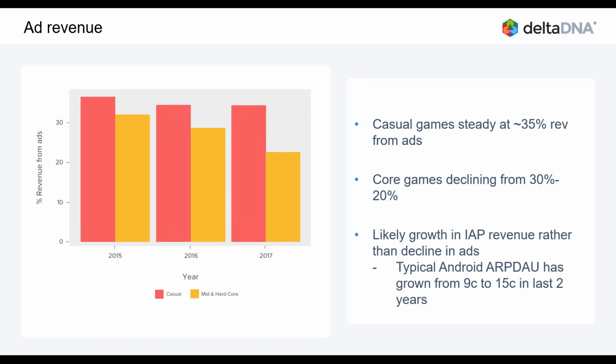And actually, I don't think this has necessarily got to do with ads performing worse. It's got to do with the overall in-app purchase revenue going up in games. What we've seen in our data is that the typical ARPDAU of a core game has gone from maybe 9 cents to 15 cents in the last 2 years. So these games are making a lot more money through IAPs, and the ads are struggling to catch up in terms of how much revenue they can deliver on a daily basis. But it is interesting to note that the core games are possibly making less money from ads than they used to in the past.